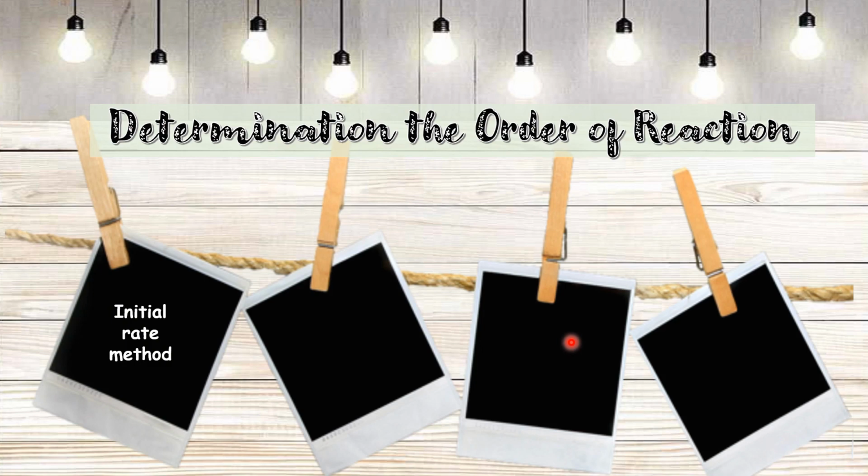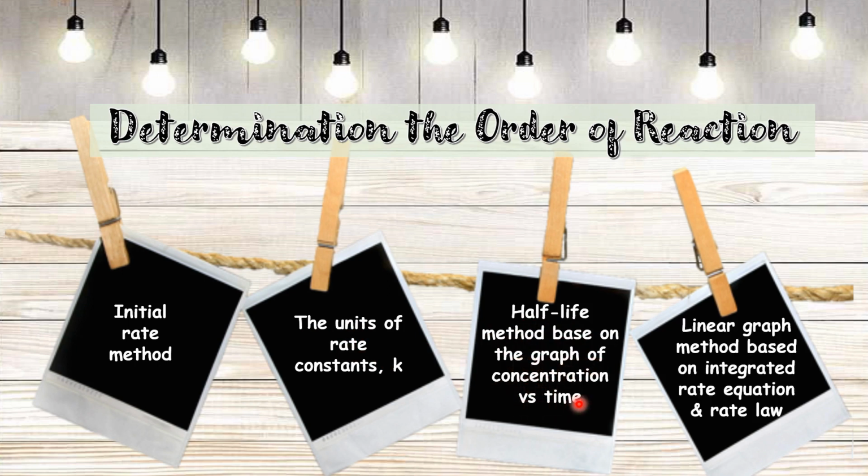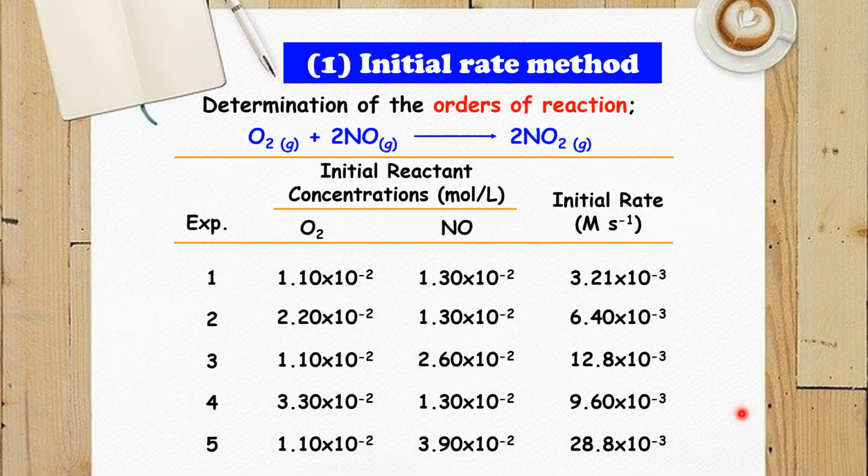Alright, so there are 4 methods that we can use to determine the order of reaction. The first method is by using the initial rate method. Second, the unit of rate constant K. Number 3, half-life method based on the graph of concentration versus time. Number 4, linear graph method based on the integrated rate equation and also rate law.